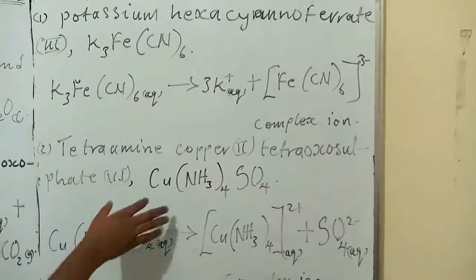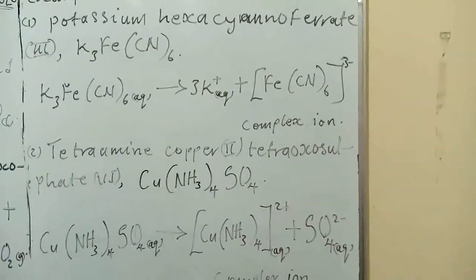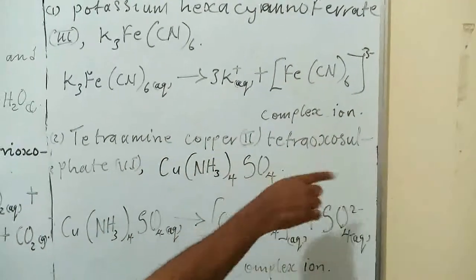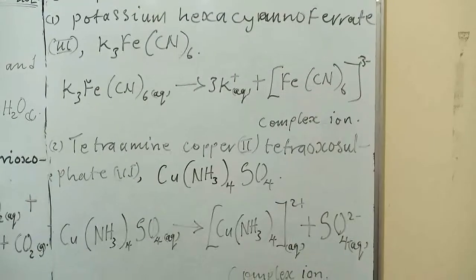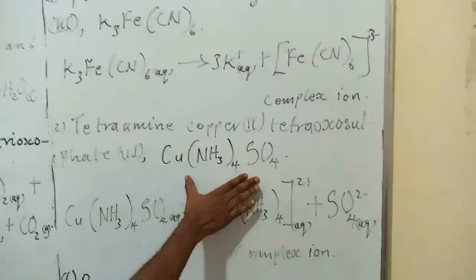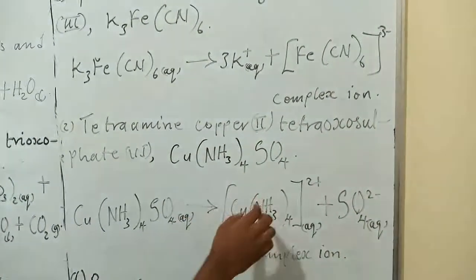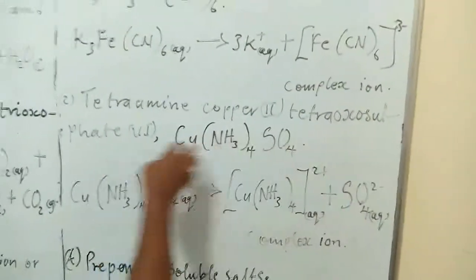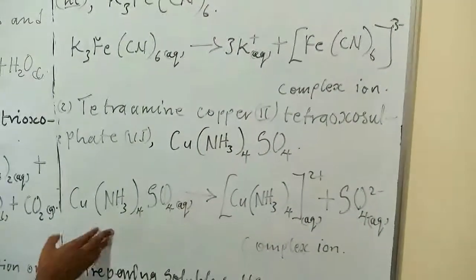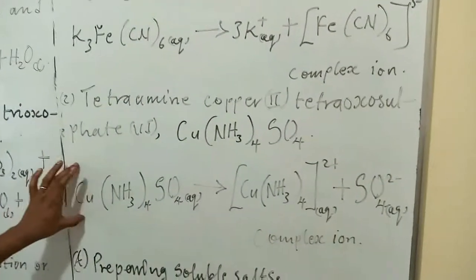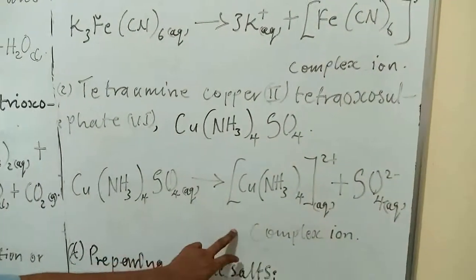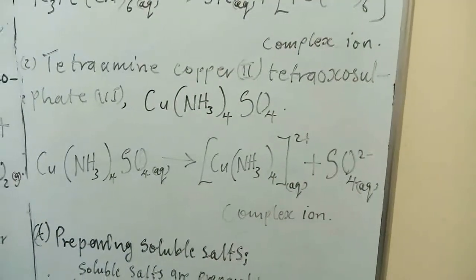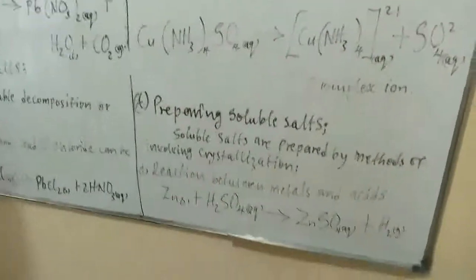Just like you have tetraamminecopper(II) sulfate. Tetraamminecopper(II) sulfate. This is the formula for this salt. And then if we are to see its ionizability, this is the complex salt as it is. This is the complex. Because of my time, let's go into the method of preparing salt.